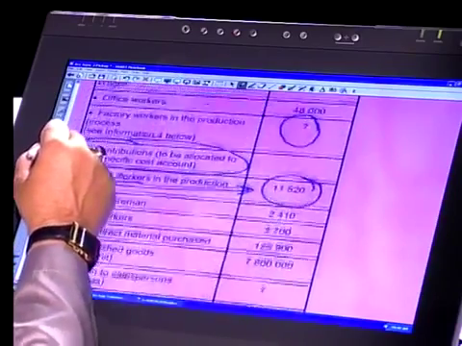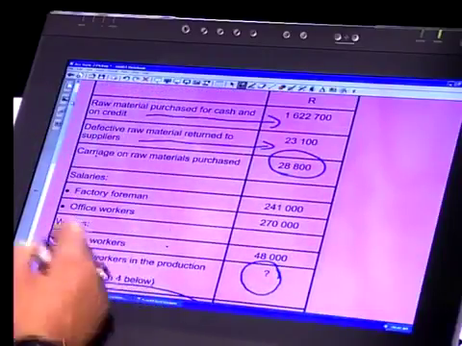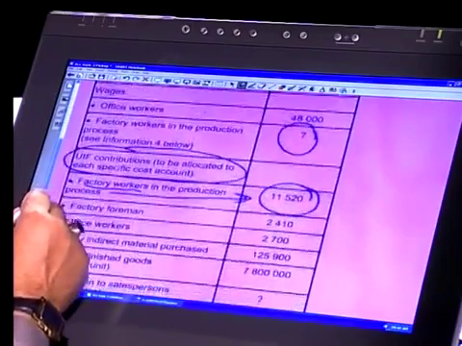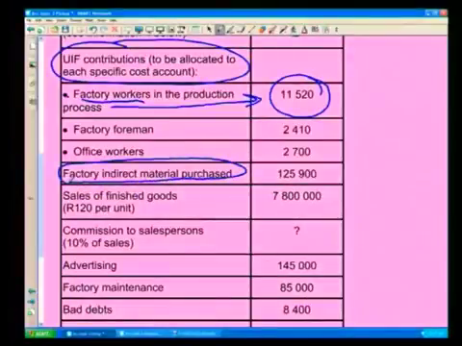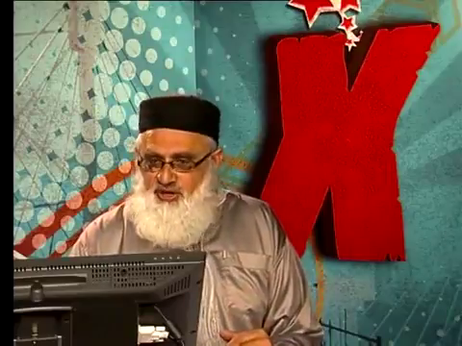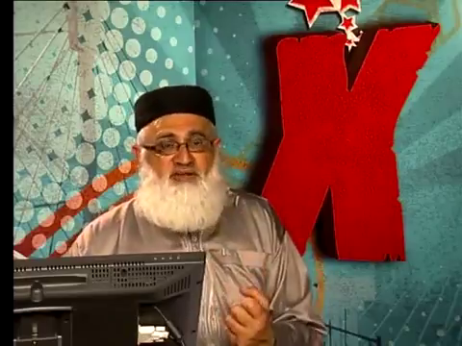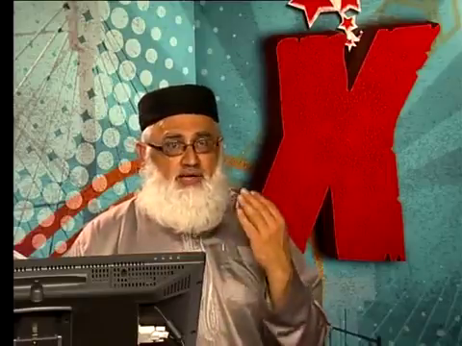Then what do I look for? I go and look for other information. What else do I know regarding indirect materials? Here goes, let's find it. We should have information here regarding our indirect materials. Did we buy indirect materials for the year? Let's check. There must be a figure somewhere in the information. There goes. Factory indirect materials purchased. You see that? Okay, and the amount is 125,900. So into my note, 125,900.